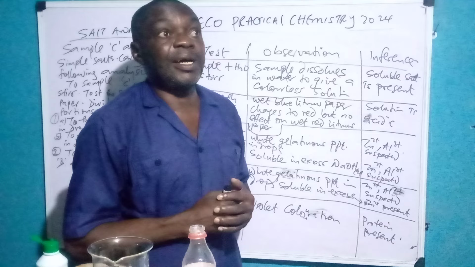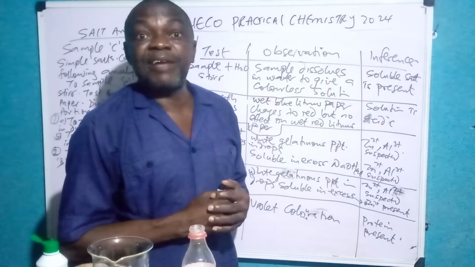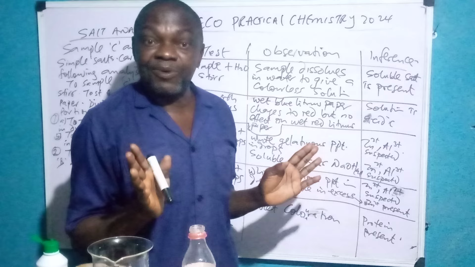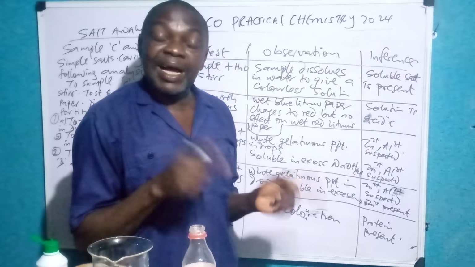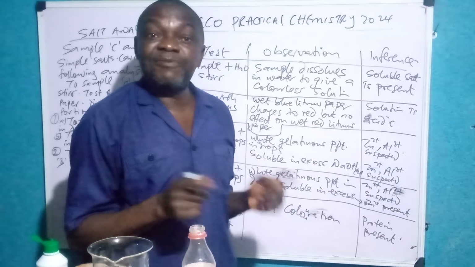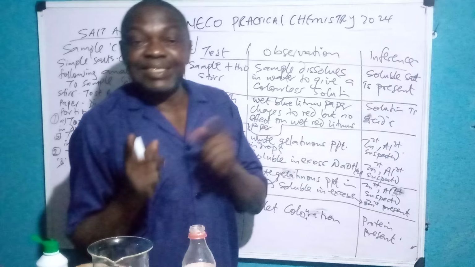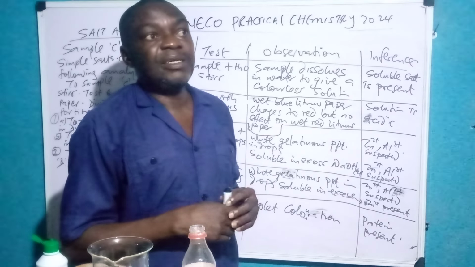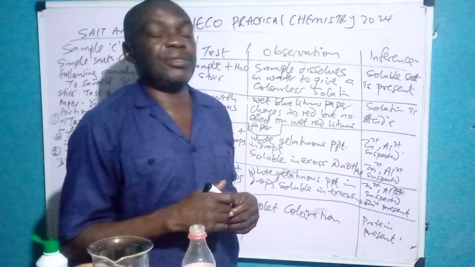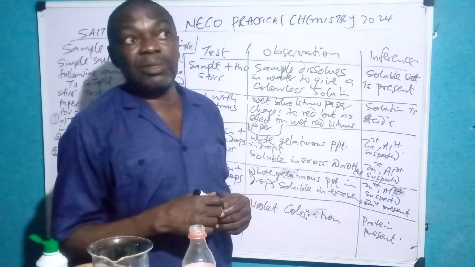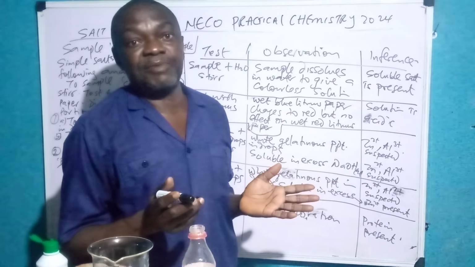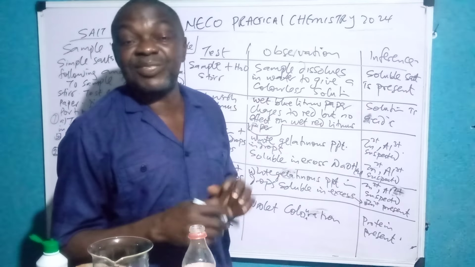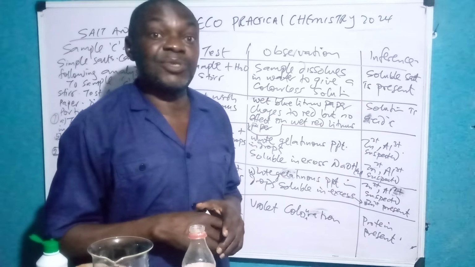They give you silver nitrate(V). Once you see silver nitrate(V), know that it is chloride they are testing for. They will tell you to add nitric(V) acid followed by silver nitrate(V) and then ammonia. It must dissolve in ammonia to confirm it. However, if you are not given ammonia, you can use silver nitrate(V). But once you see silver nitrate(V), you know that chloride ion, not chlorine, is what you are testing for.